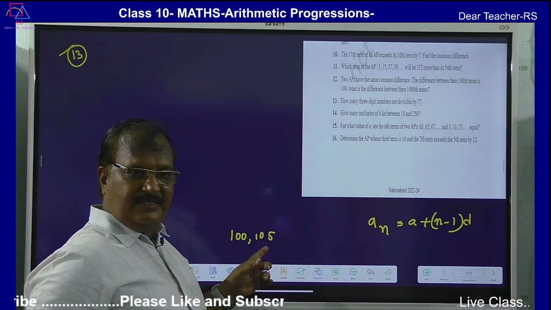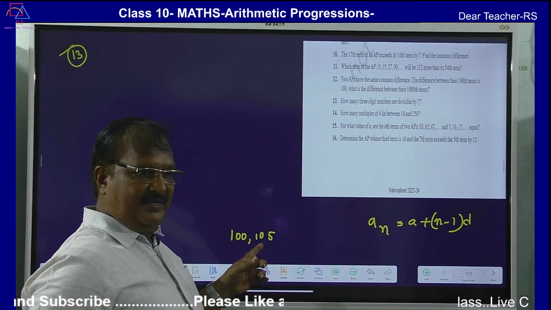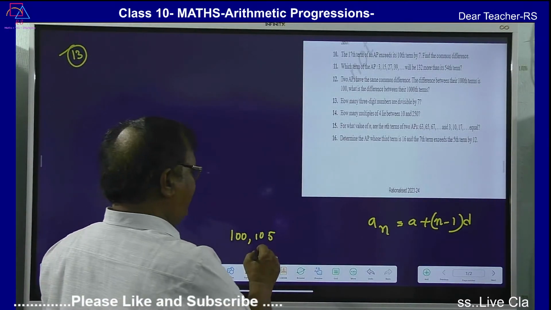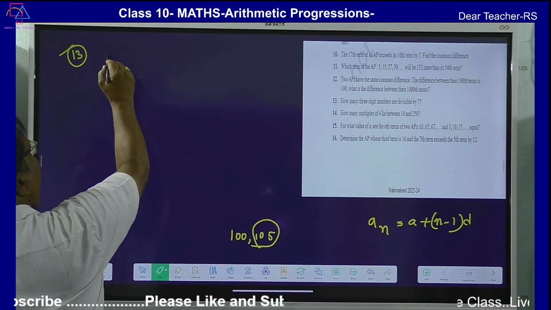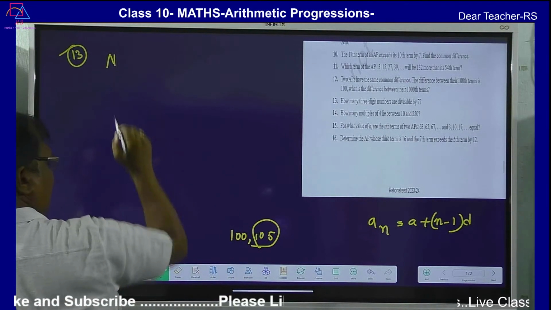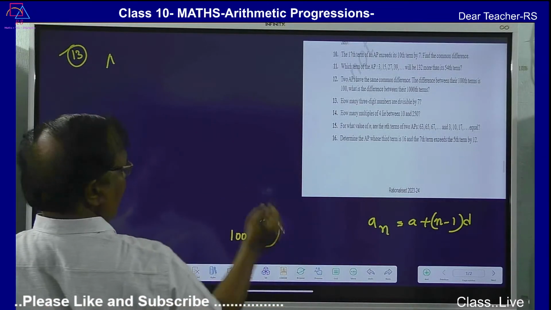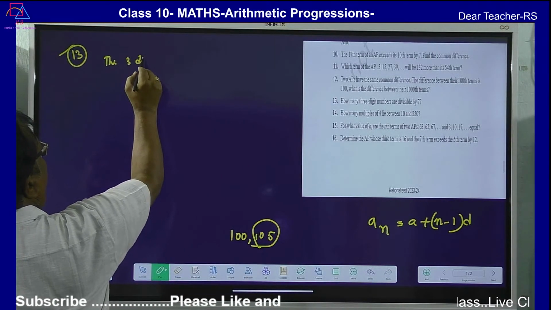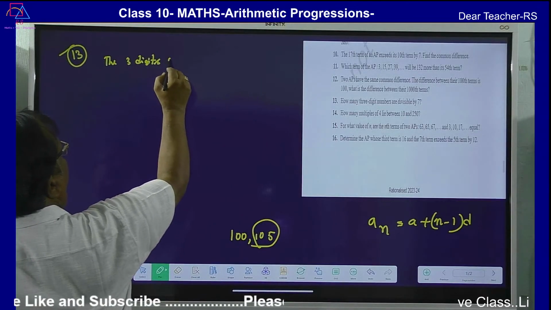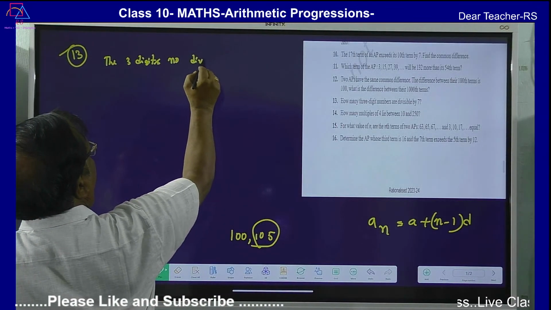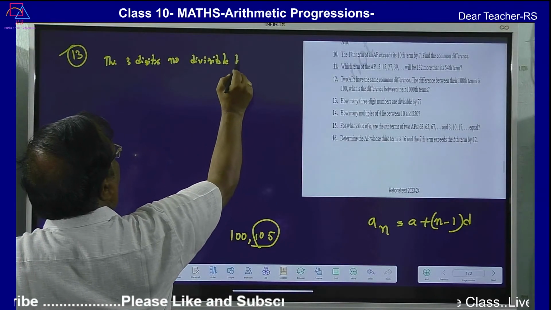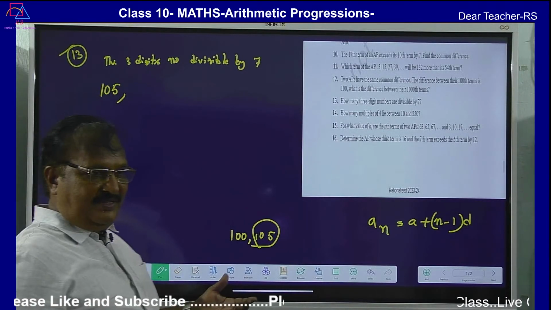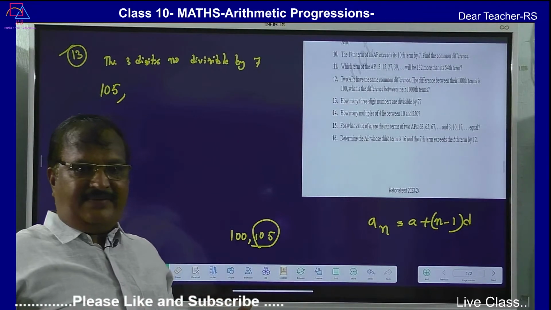Divide 105 by 7, it is divisible. This 105 will be the first number. So the 3-digit numbers divisible by 7 start from 105.